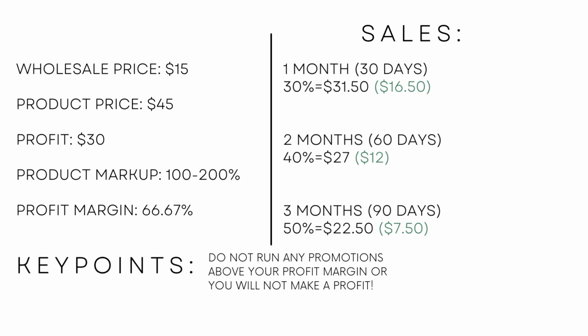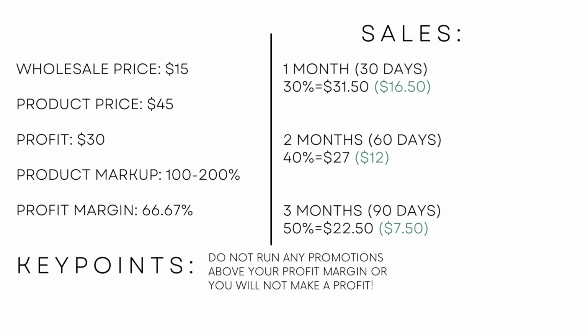After 2 months, 60 days, I up the sale to 40%. Now I'm selling for $27, $12 profit. And if it is still sitting around for 90 days, 3 months, that's when it becomes like a clearance item, 50% off, $22.50. And now I'm only making $7.50. I still have a gap. I can still go a little bit higher.